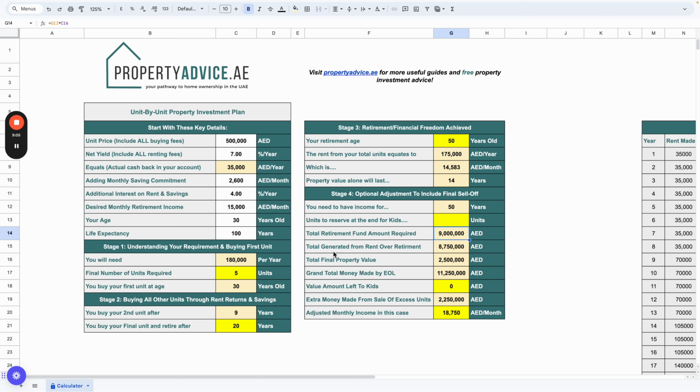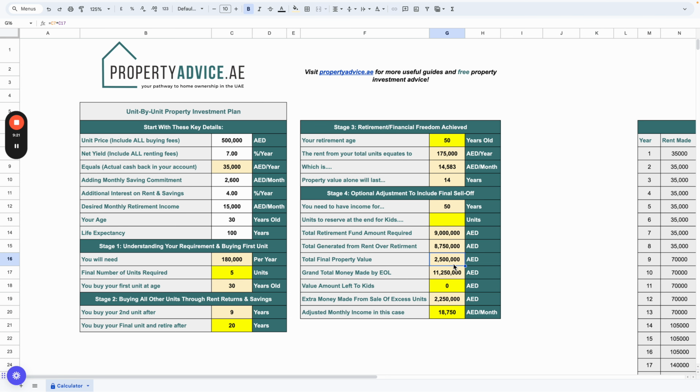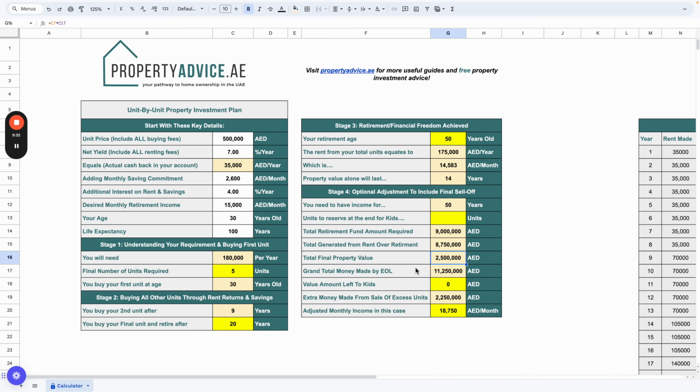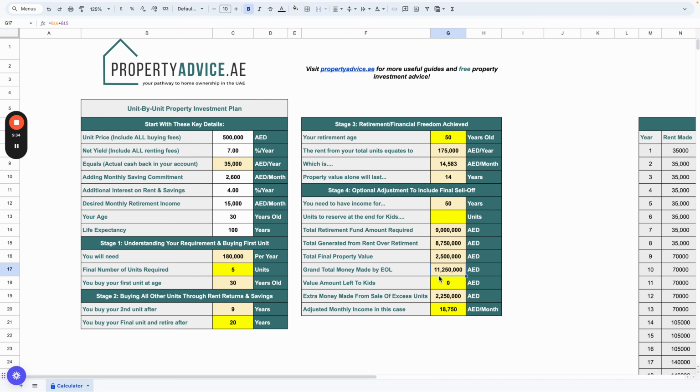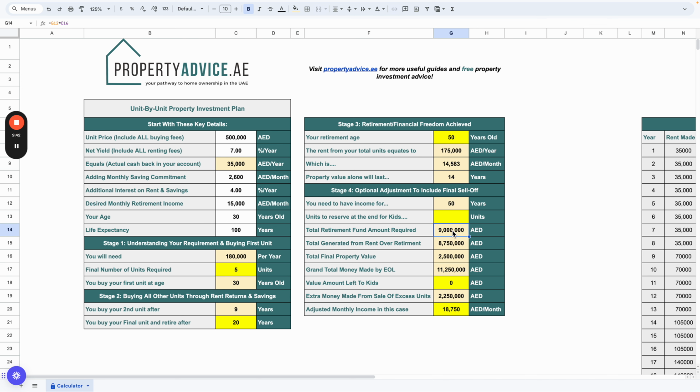Now, the total generated from rent over this time period is going to be 8.75 million dirhams. So that is the total rent made over 50 years of all his 5 properties. Now, the total final property value is going to be 2.5 million. Again, don't forget, all of this is in today's money, so that total property value will likely be much higher. And then finally, the grand total money made by end of life is 11,250,000 dirhams. So obviously this number is quite a lot bigger than what he actually needs to retire.